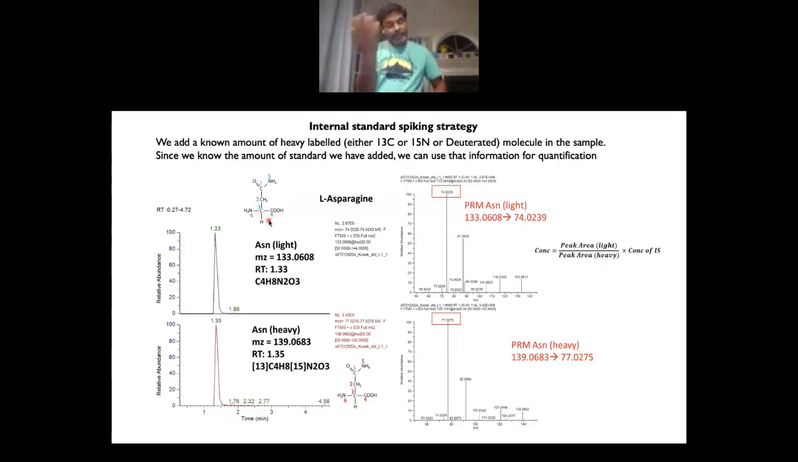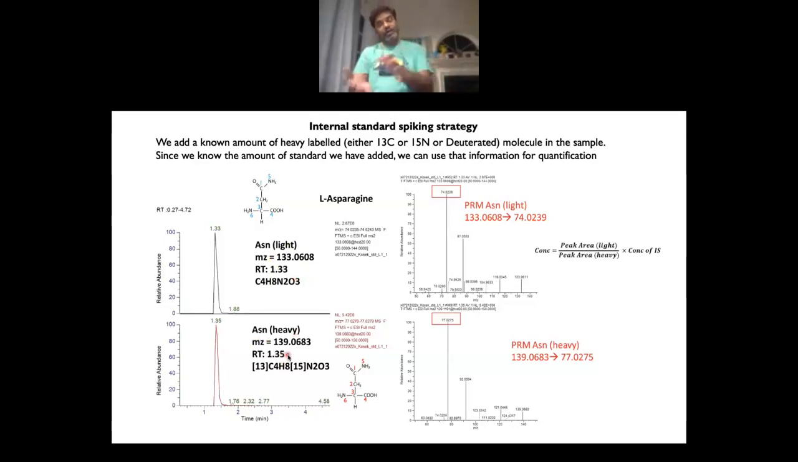In normal condition, all the carbons are natural carbon, which is 12C. Whereas in the heavy one, these carbons are labeled with heavy carbon, and the two nitrogens are also labeled with heavy nitrogen, not 14N but 15N. So overall, we increase the mass of that molecule, which ideally should be 133. Now we have a mass of 139.